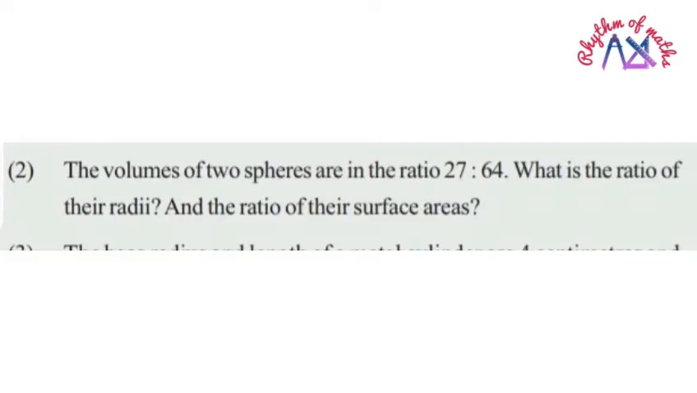Next is question number 2. The volumes of two spheres are in the ratio 27 is to 64. What is the ratio of their radii and the ratio of their surface areas?